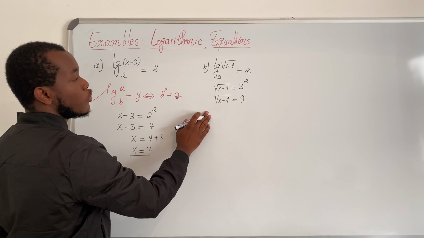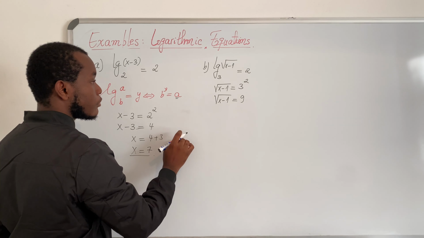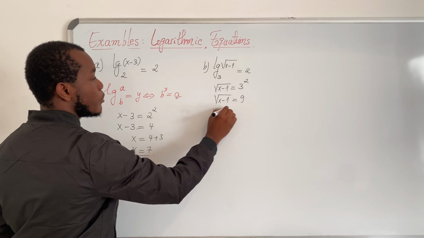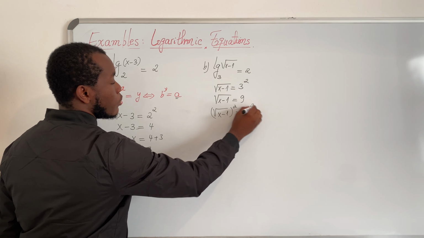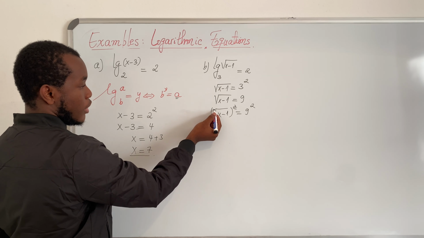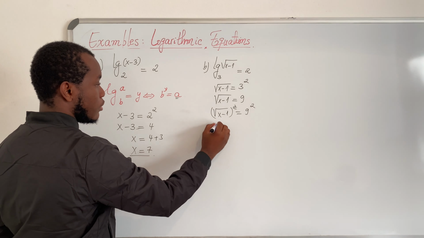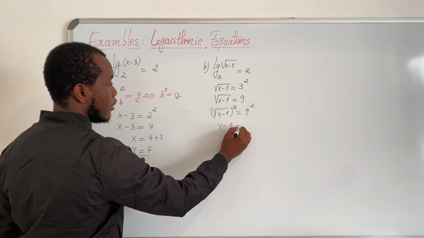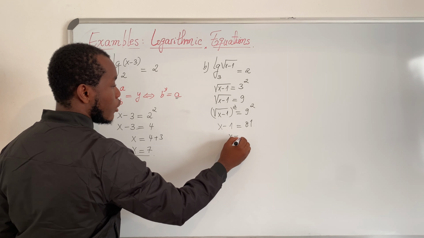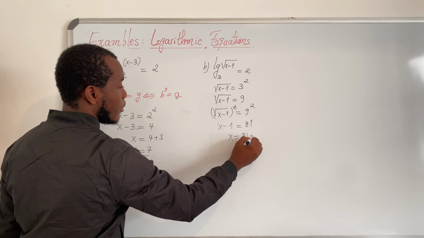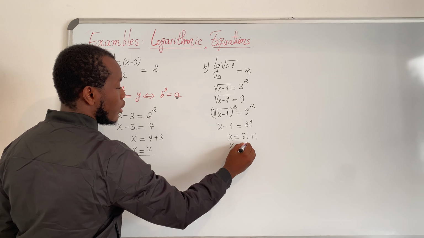Since my index is 2, we're going to put both expressions to the power 2. 9 squared. The 2 is the same as my index, so they cancel out, and it's going to be x minus 1. 9 to the power 2 is 81, then x is going to be equal to 81 plus 1, x is going to be equal to 82.